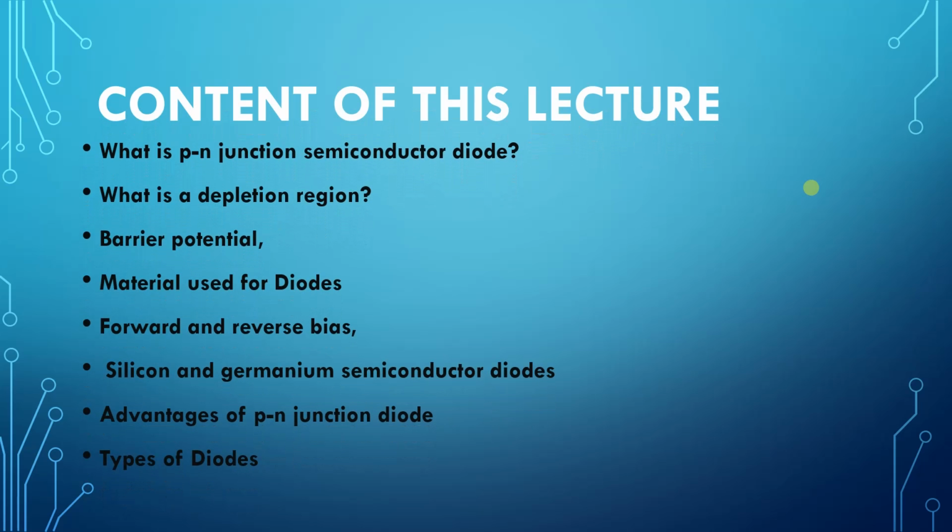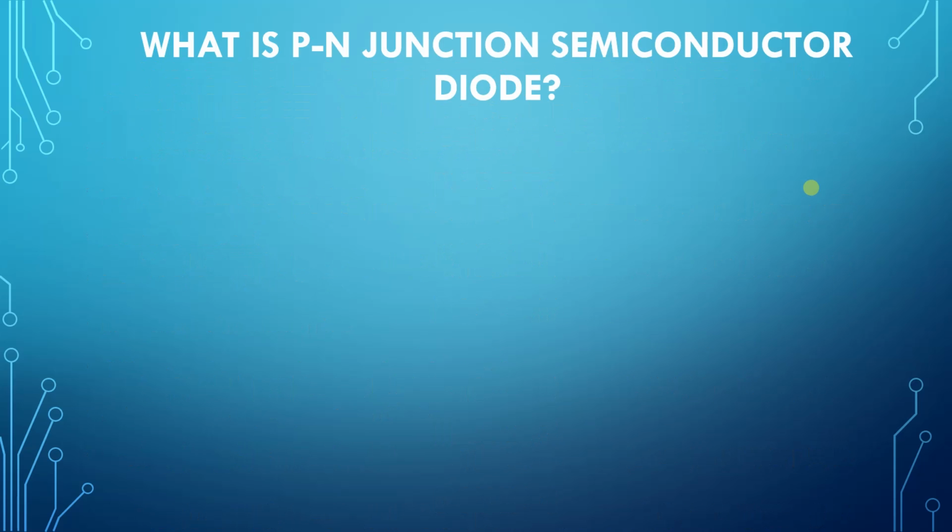So the content of this video lecture is: what is PN junction semiconductor diode, what is depletion layer, what is barrier potential, which materials are used for diodes, what do you mean by forward and reverse bias, silicon and germanium semiconductor diodes, advantages of PN junction diode and types of diodes. Now we are discussing everything one by one.